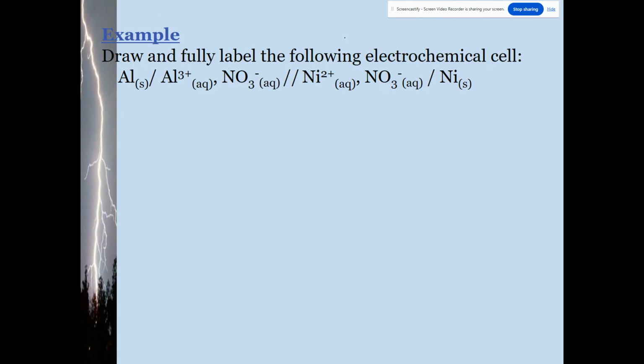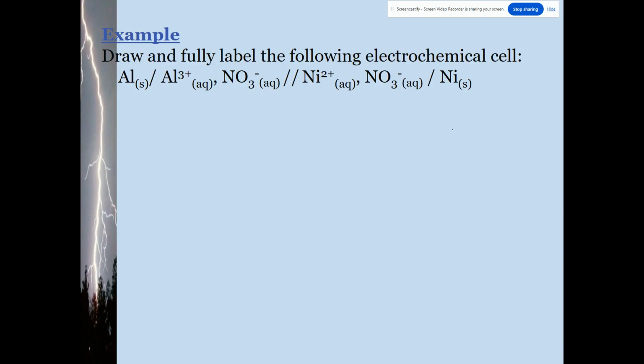Now what I have here is aluminum in a solution of aluminum nitrate. So aluminum nitrate has been dissociated into ions that have a comma between them because they're in the same phase of the solution. And that is my anode side. And on my cathode side, I have nickel nitrate dissociated into nickel and nitrate ions, and that's surrounding an electrode of nickel.